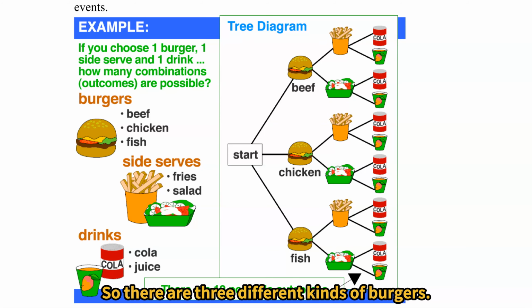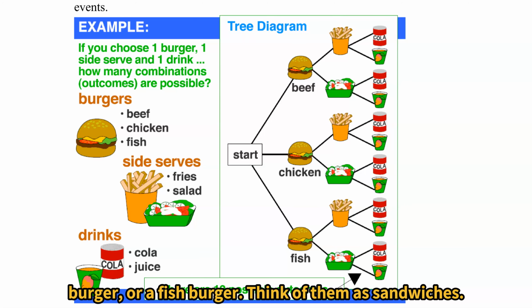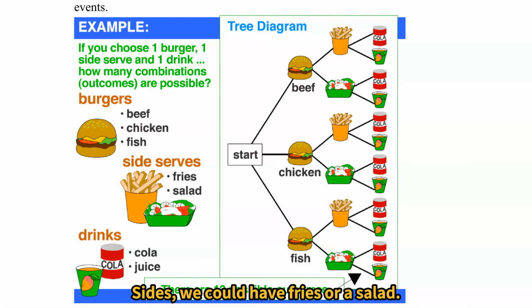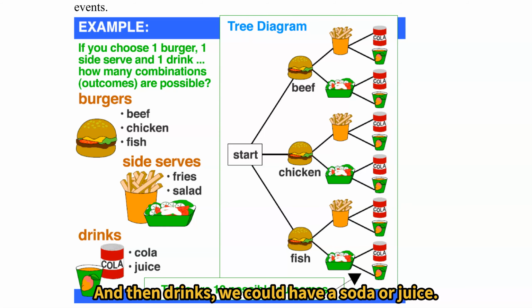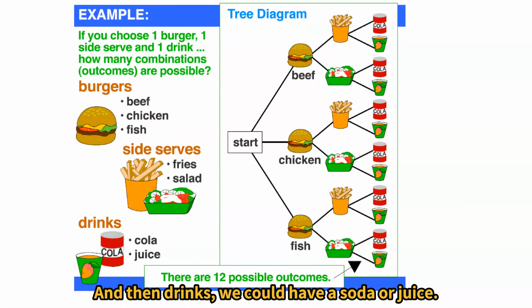So there are 3 different kinds of burgers. We could have a beef burger, a chicken burger, or a fish burger. Think of them as sandwiches. Sides, we could have fries or a salad. And then drinks, we could have a soda or juice.